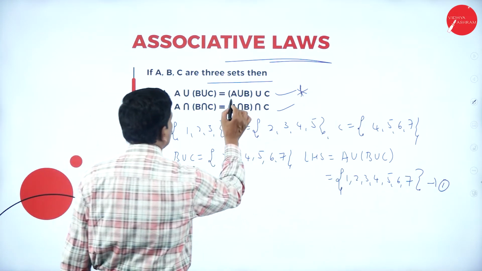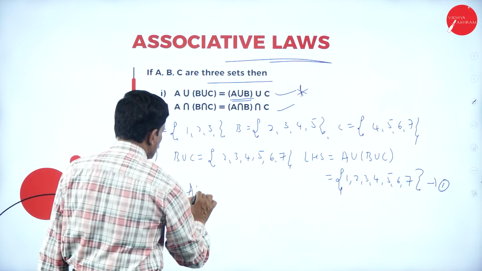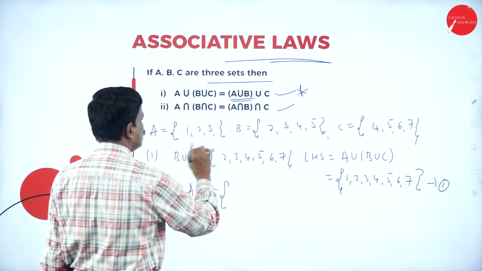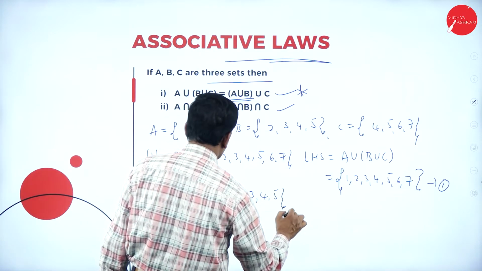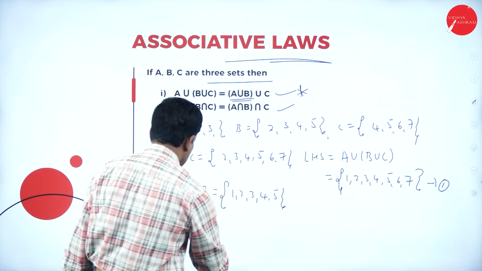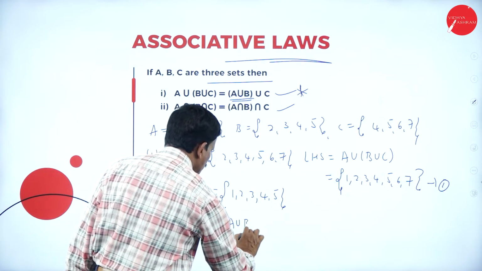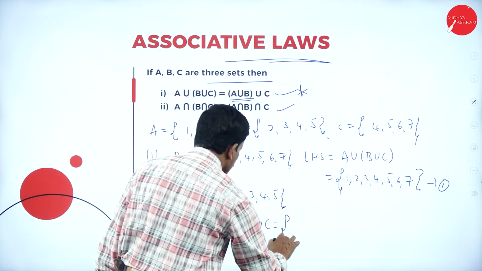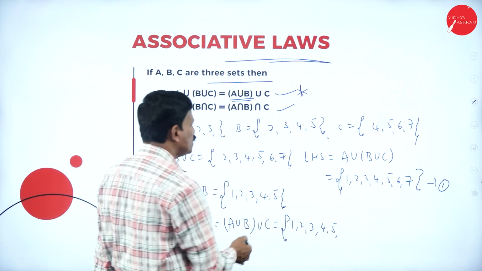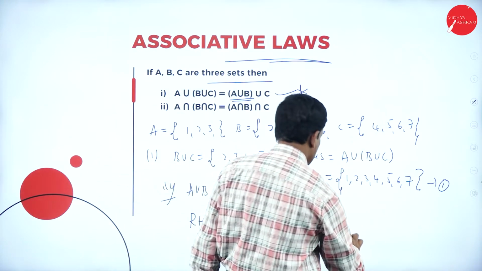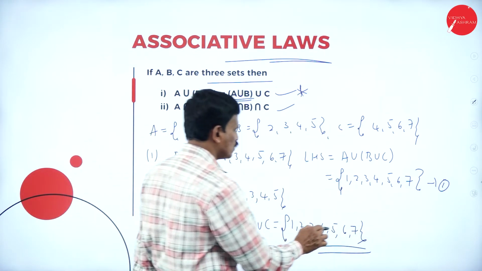Now, on the other hand, find out A union B first. A union B is the union of these two, which is 1, 2, 3, 4, 5. Then, next, the right hand side, RHS. RHS is (A union B) union C. A union B contains 1, 2, 3, 4, 5, union C. C contains 6 and 7. That's all. This is equation number 2.